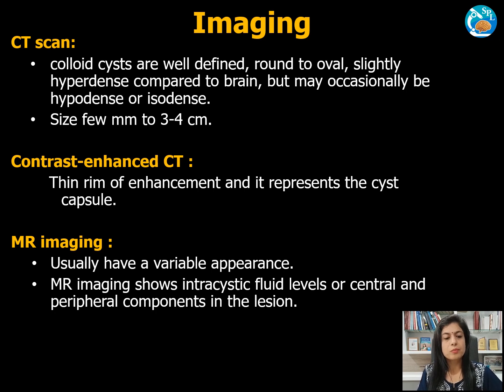Imaging findings. On CT scan, colloid cysts appear as well-defined round to oval, slightly hyperdense compared to the brain parenchyma, but may occasionally be hypodense or isodense. The size varies from a few millimeters to 3 to 4 centimeters. The contrast enhanced CT shows a thin rim of enhancement and this represents the cyst capsule.